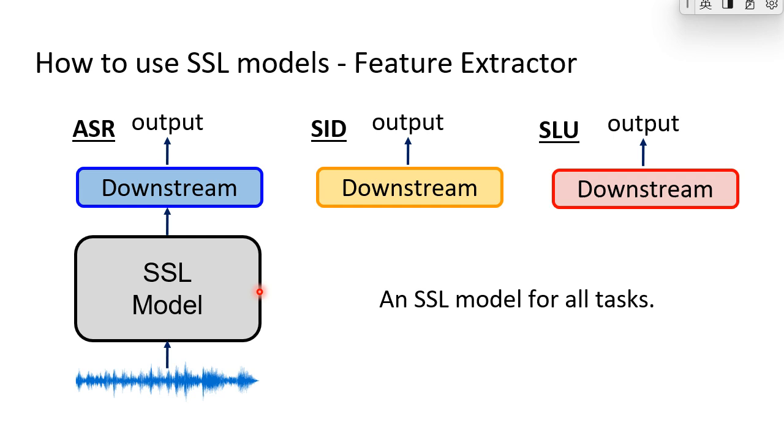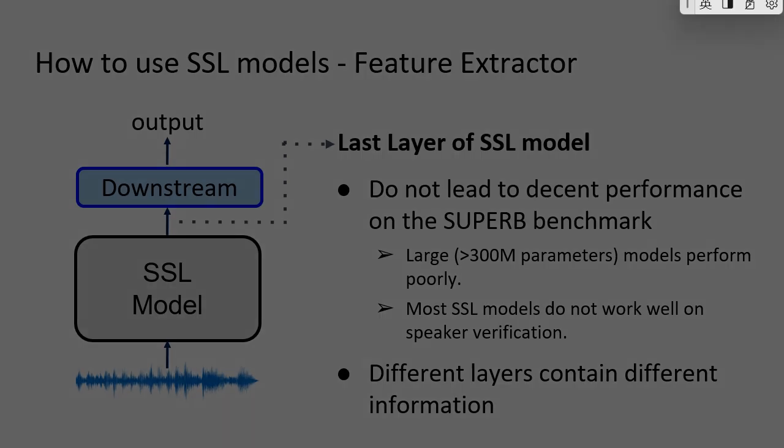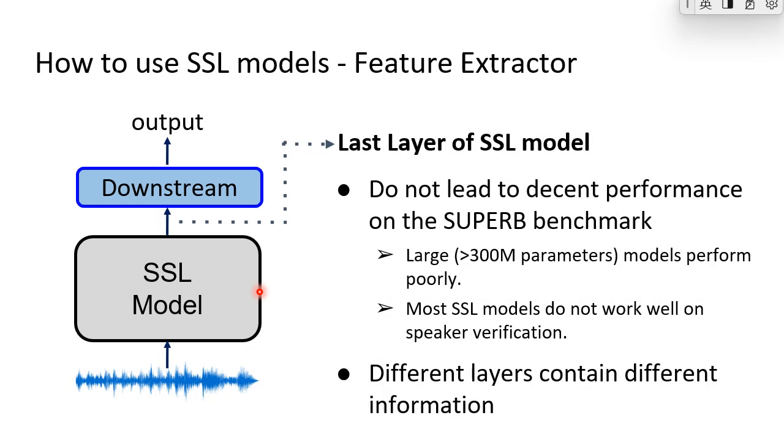And there are different ways to use the self-supervised model as a feature extractor. One most intuitive way is to use the last layer of the self-supervised model as the input of the downstream model. You take the output of the last layer of a self-supervised model as the input of the downstream model.